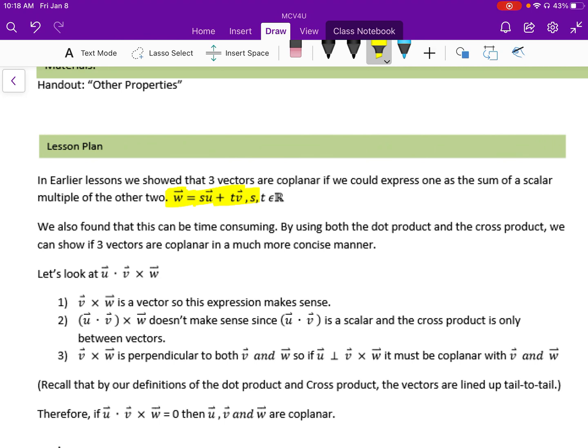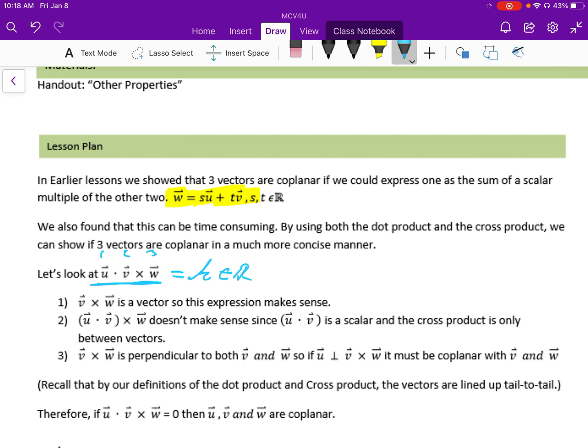Well, now that we have the cross product, what we're going to be using is this thing called the scalar triple. It's the scalar triple because we've got three vectors, 1, 2, 3, so there's your triple, and it turns out to be a scalar quantity. So all of this will be some sort of scalar quantity at the end.